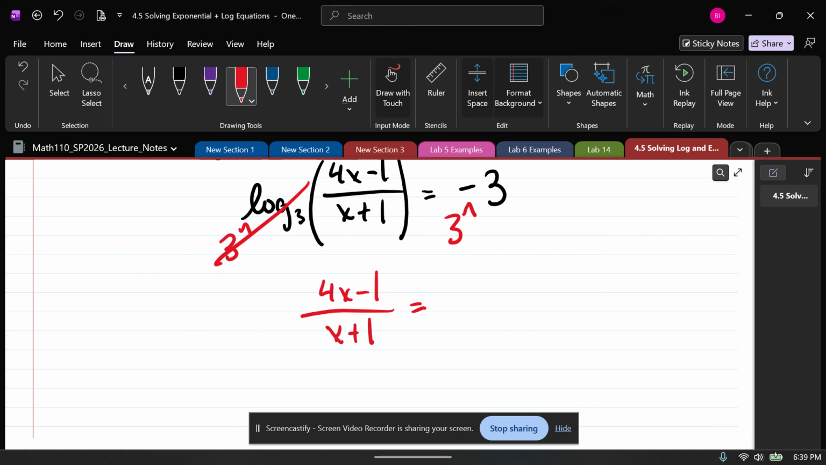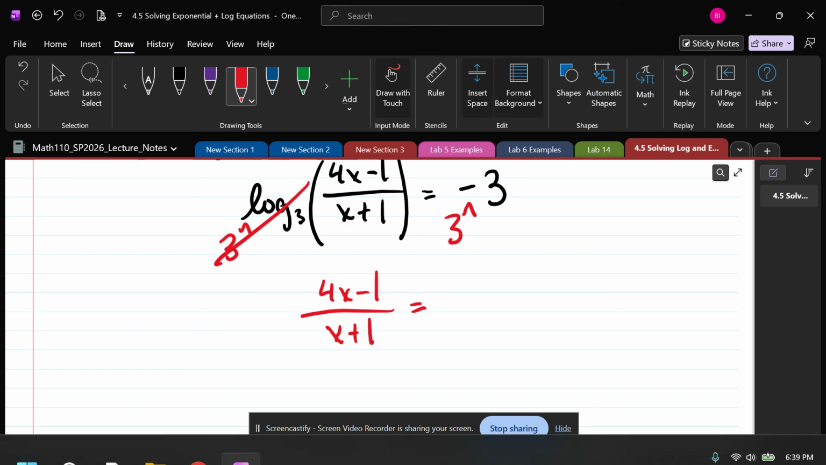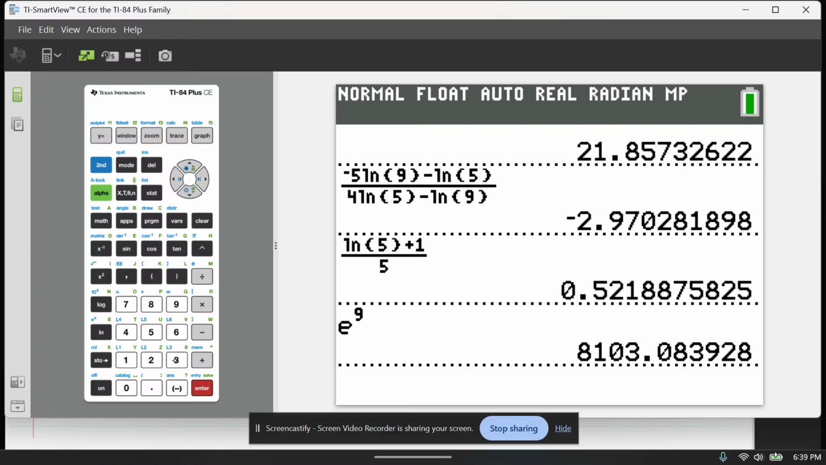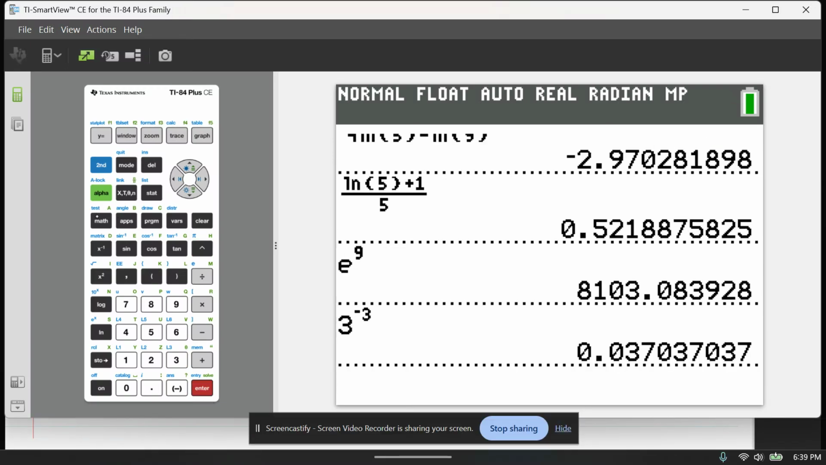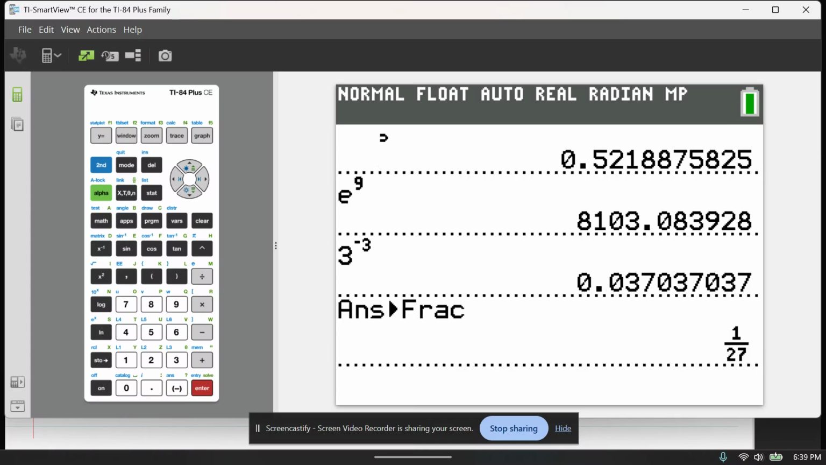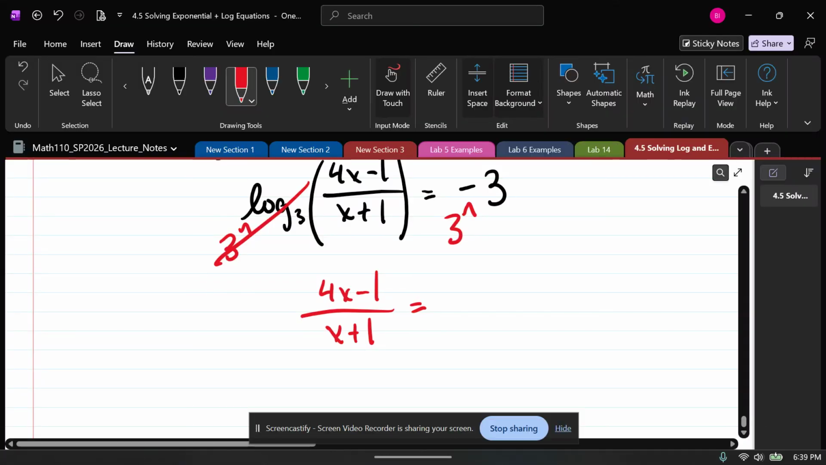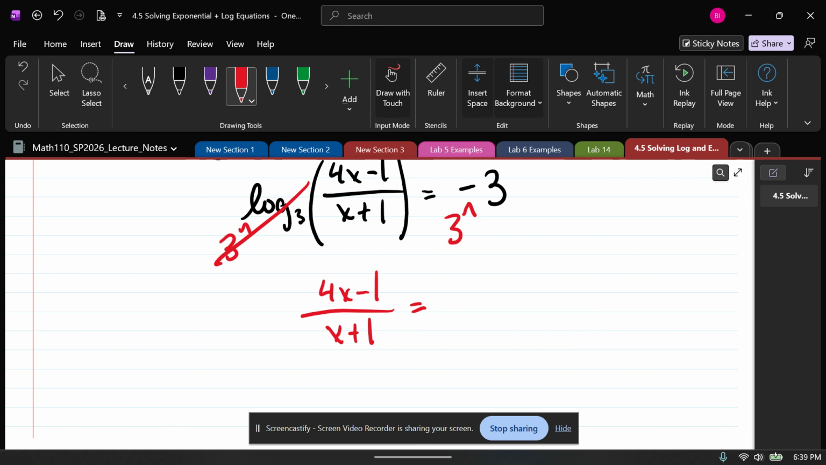On the other side, what is 3 to the -3 power? 3 raised to the -3. I'm going to hit math, enter, because I'm pretty sure it's a fraction. It's 1 over 27. Instead of the decimal, I wanted the fraction because I don't want that repeating decimal, and that messes me up. I need it to be a fraction. So it's 1 over 27.